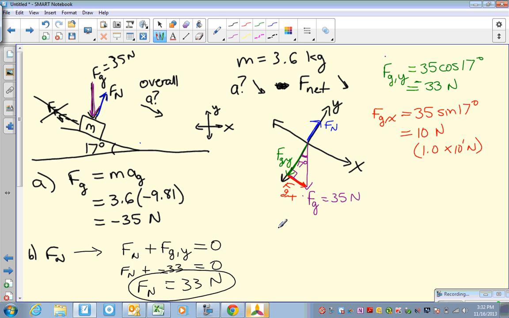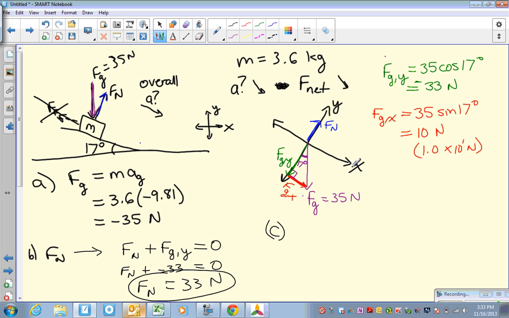Now for part C, just before we jump to C, the reason why this is because there's equilibrium in the y direction. This will always stay with us, really. The normal force will always be the gravitational force in the y direction. So now, if we move on, part C asks the acceleration down the ramp.